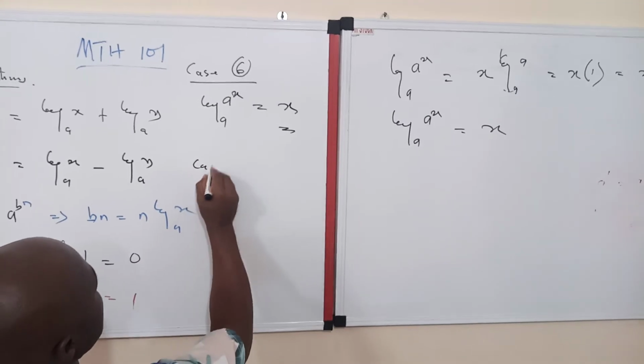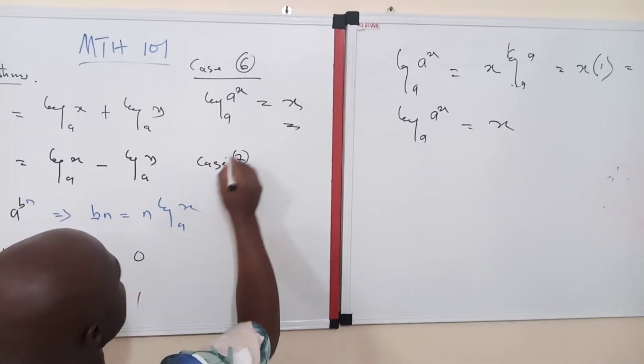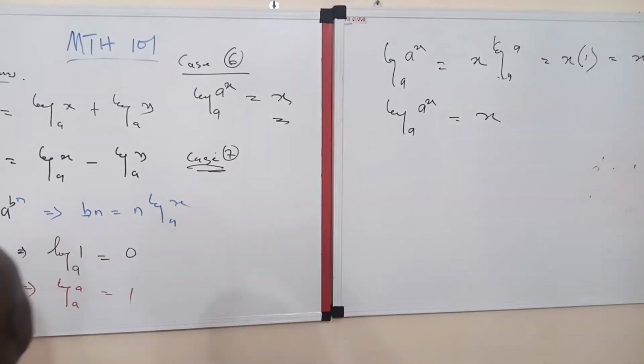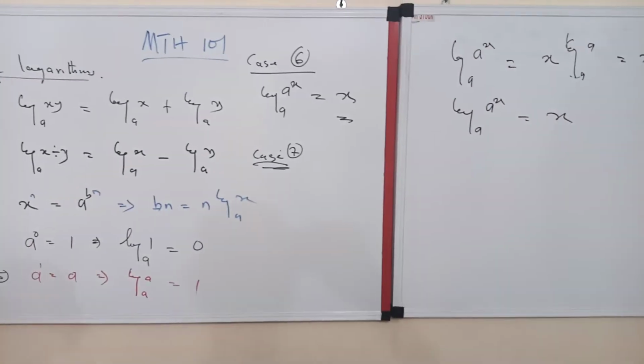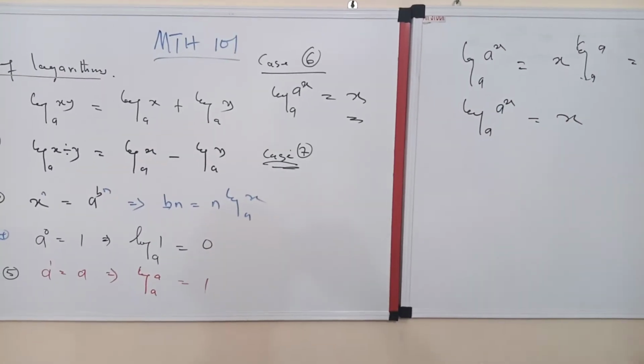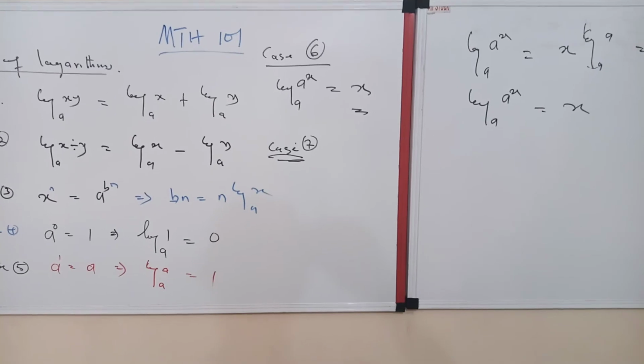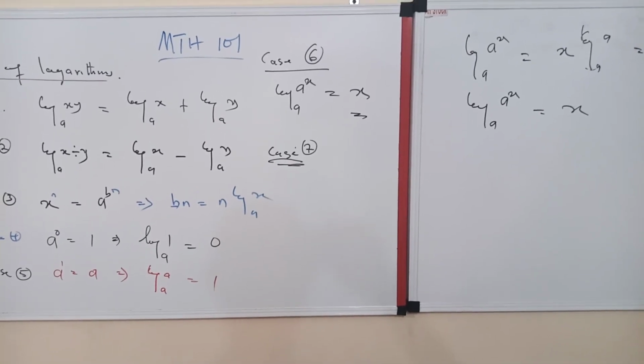Let's consider another case, say case 7. All these things are identities that you can use when simplifying some mathematical expressions.